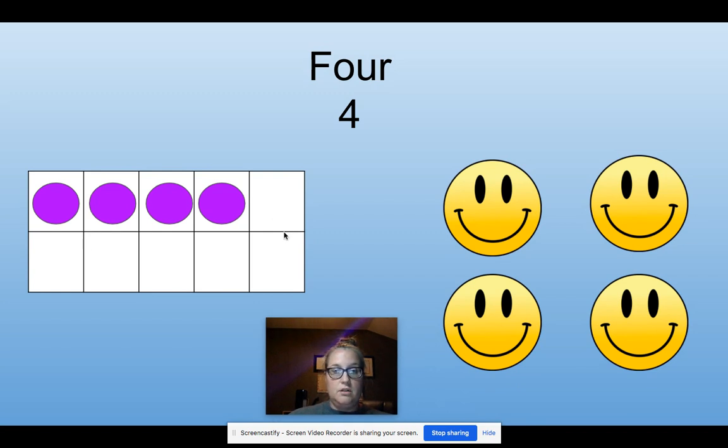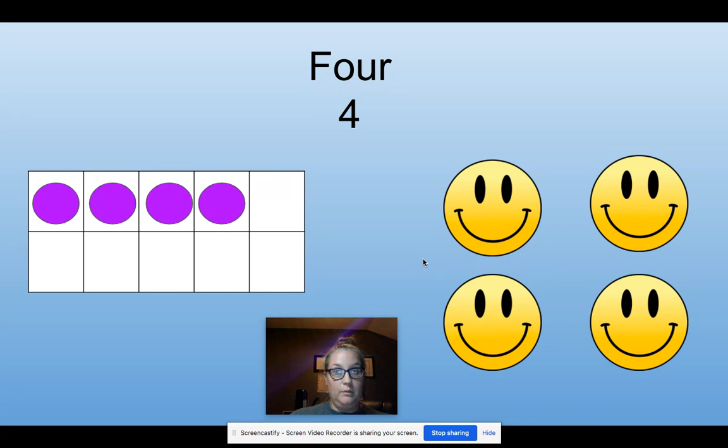So for my picture, for my number, here's the number 4. Here it is as a word. Here's what it looks like as a number. On my 10 frame, I have 1, 2, 3, 4 circles. And then in my picture or my model, I have 4 smiley faces. 1, 2, 3, 4.